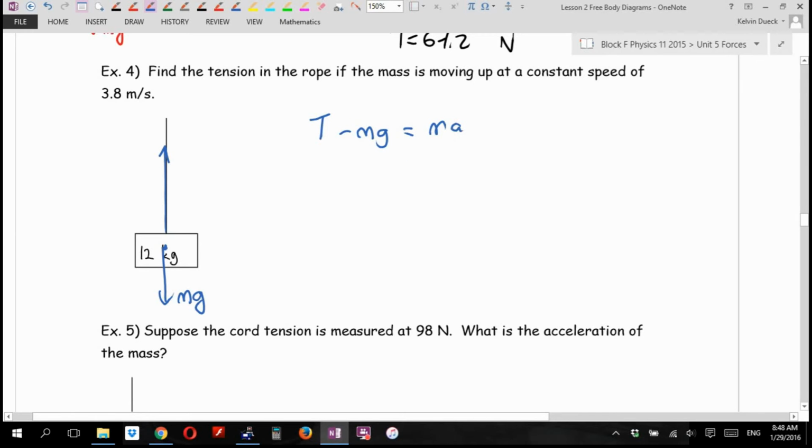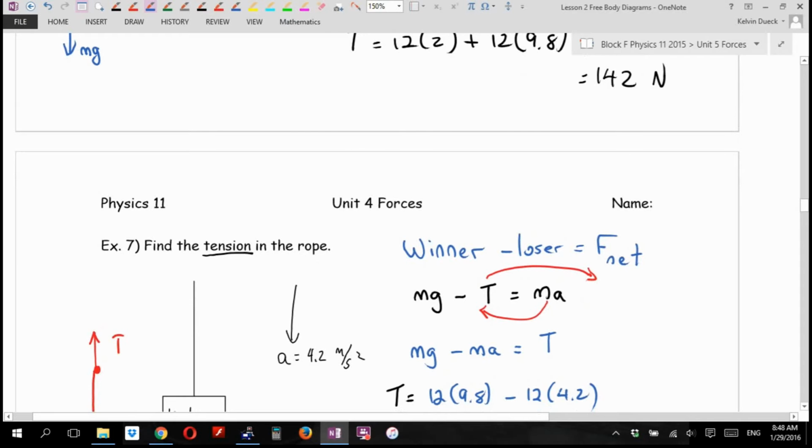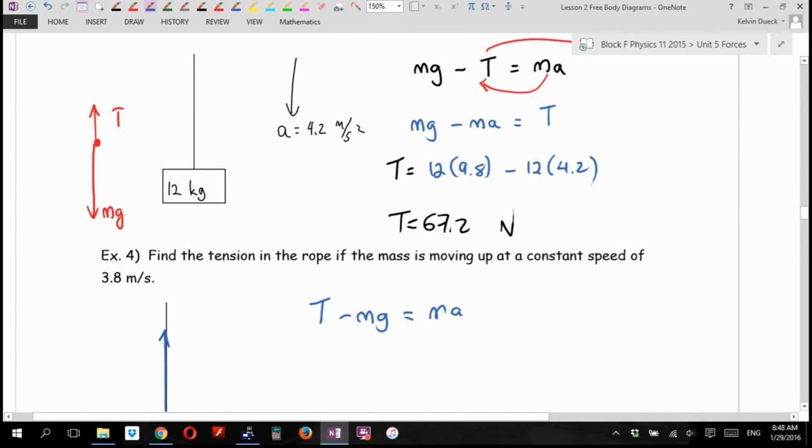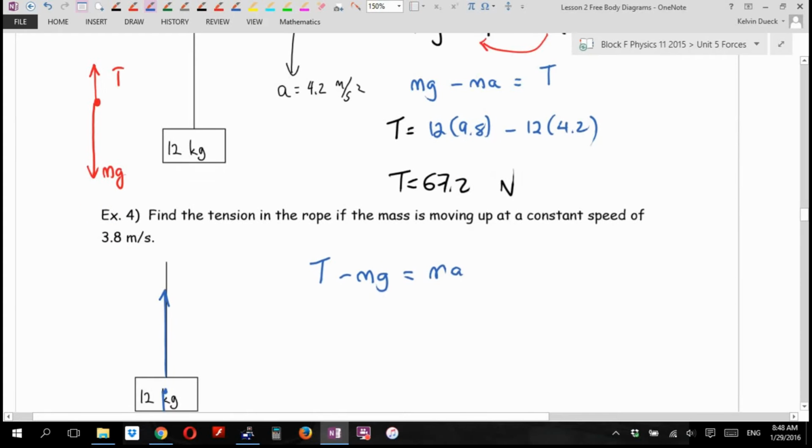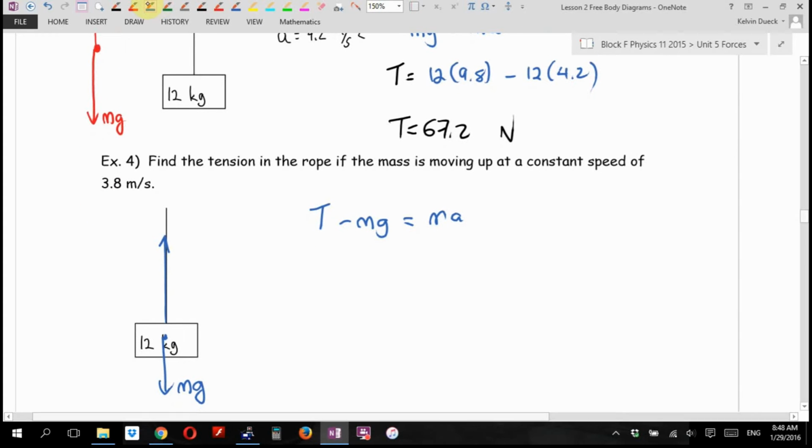By the way, Lindsay, you're okay? I skipped the English step of writing out winner minus loser, and F equals F net, and I've gone straight to the winning force minus the losing force equals MA. Now, Ryan, I love the fact that you twigged on the key phrase. Everybody, if you haven't underlined that, I would.